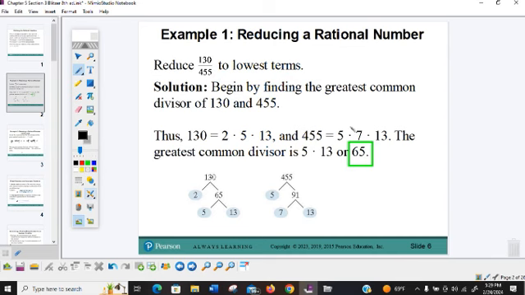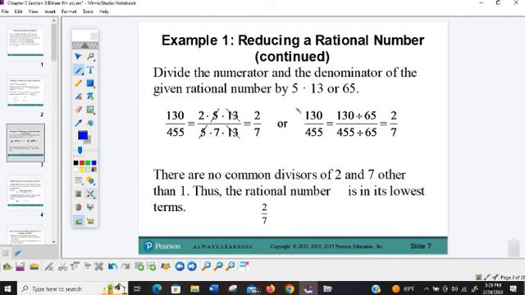The first thing you want to do is find the greatest common divisor like we learned in the last section. So we do factor trees for 130. Here's what you get. Factor tree for 455. Here's what you get. So we want the greatest common divisor. What do they have in common? They both have a 5. They both have a 13. And 5 times 13 is 65. So on the next slide, we're going to use 65 to reduce it.